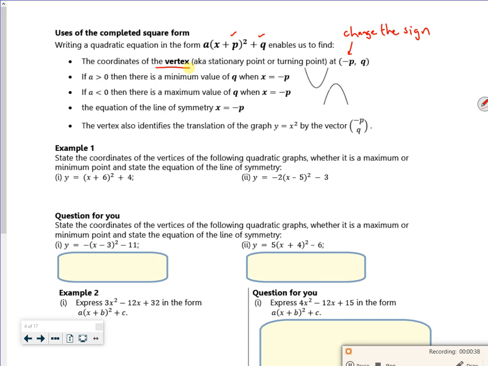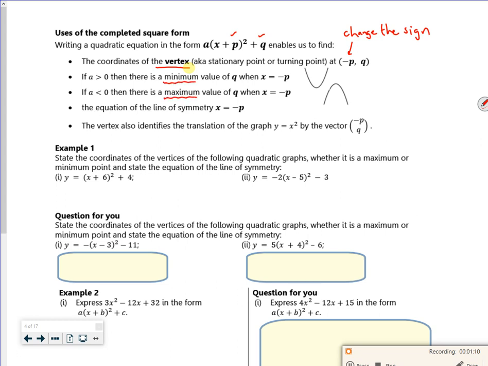So the minimum value, if it's a U shape, so if a is positive, like 2x squared, you're going to get a U-shaped graph. So you're going to be looking at a minimum value, and that's at the bottom of the graph, which is where they give you the x value here, haven't they? So x is minus p, but it has a value of q. If a is less than 0, if it's minus 2x squared, it'll be an n-shaped graph. So that's a maximum. So I've got a minimum and I've got a maximum.